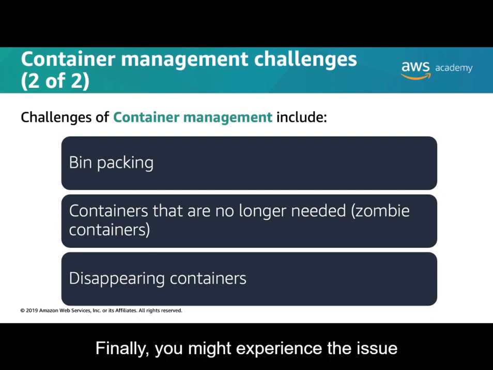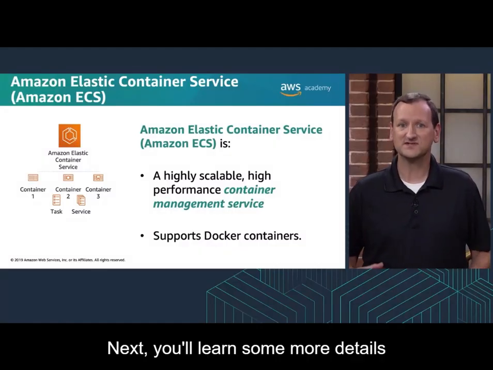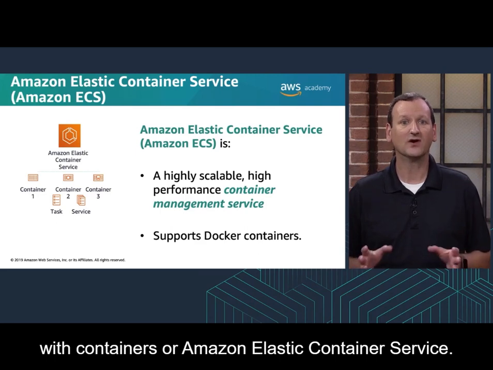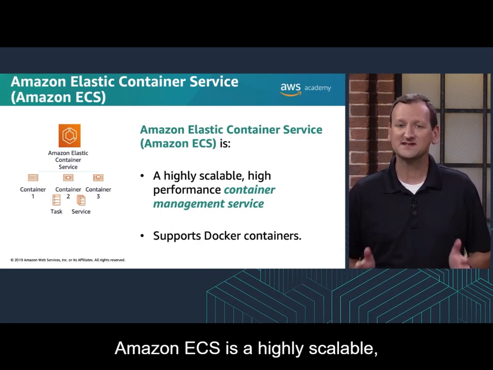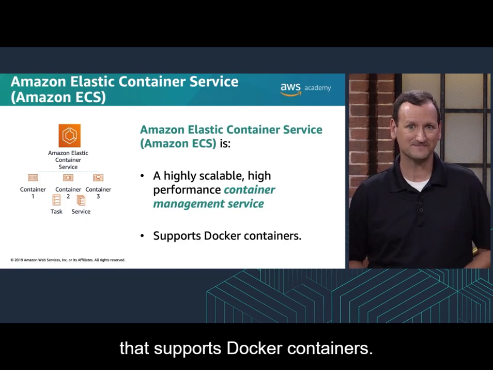Finally, you might experience the issue of having containers that you need but are no longer running. These kinds of containers are known as disappearing containers. Next, you'll learn some more details about the first AWS service that you could use with containers, or Amazon Elastic Container Service. Amazon ECS is a highly scalable, high-performance container management service that supports Docker containers.